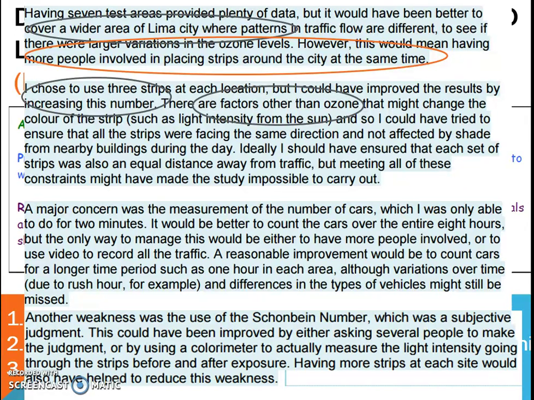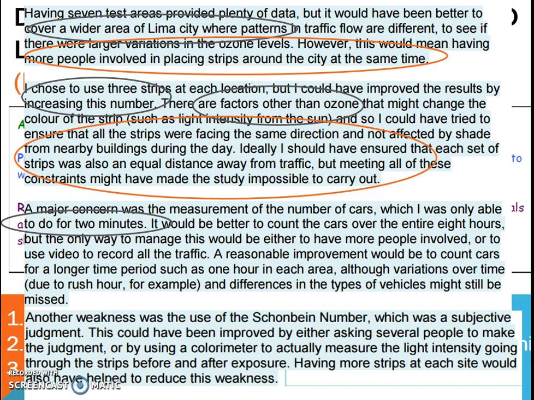So if they could, they might have wanted to do other things to affect the uncontrollable variables, which they summarize here. Things like making the strips all face the same direction, putting them equidistant from different things. So you might want to pause and read this area over.